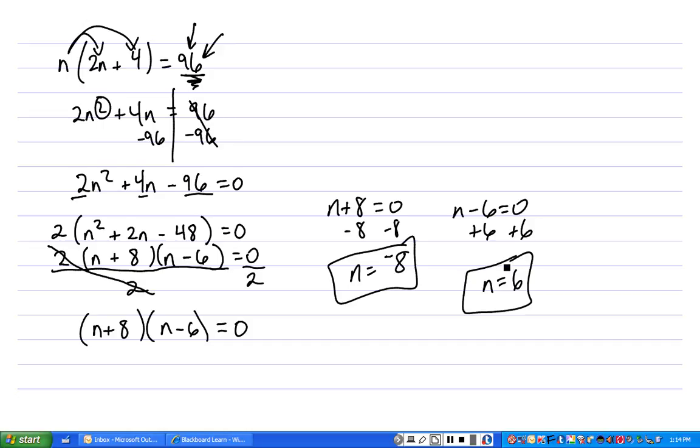Alright, so there you have it. So that pretty much takes care of, I guess, the more common situations that you'll be faced with when it comes to trying to solve equations that will involve some form of factoring.